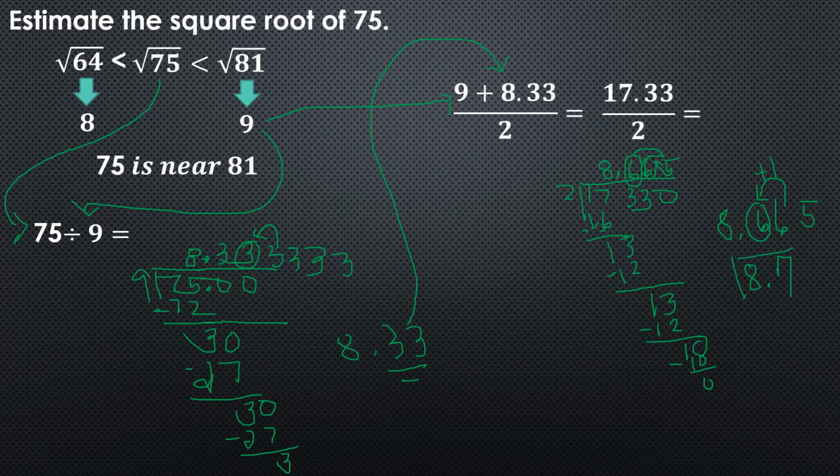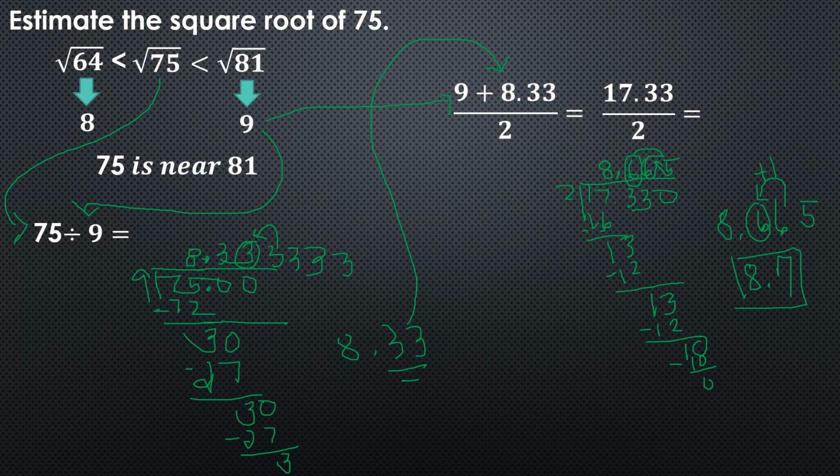This is our estimate. Again, this is just an estimate. Because if you're going to use the calculator, you will get 8.660254038 and so on. Because this is an irrational number which is non-terminating and non-repeating.